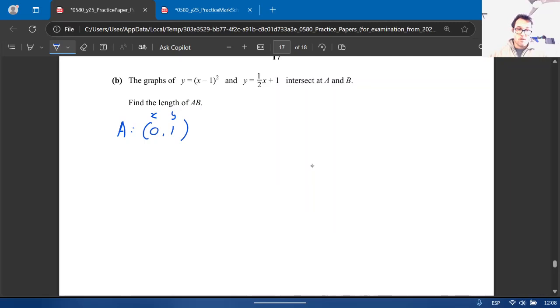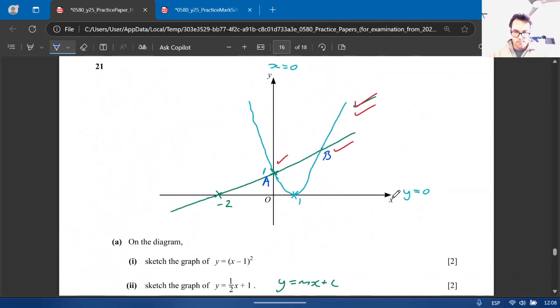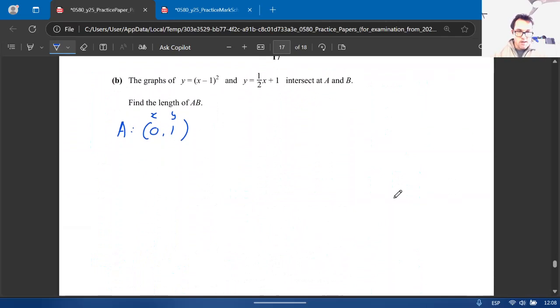At this point here, there's a coordinate with an x and a y value. And that x and y value is the same for both graphs because it's the same point on both graphs. That means their y will equal their y. It means that all of this will equal all of that. You use that. So that means x minus 1 squared equals a half x plus 1. They're equal to each other.